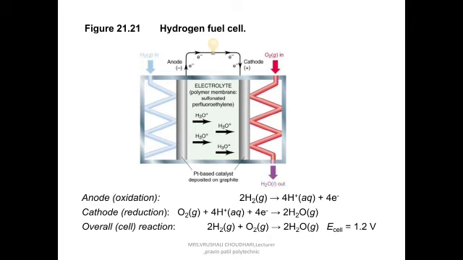Whatever electrons are produced at the anode will move through the external circuit, which is used for lighting purposes, or we can measure the potential produced by using a voltmeter here. This electron will move towards the cathode. At the cathode, oxygen gains that electron to form a water molecule.